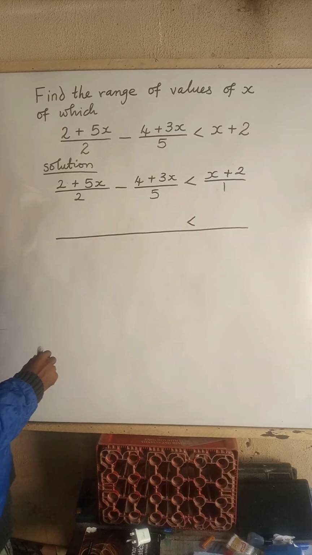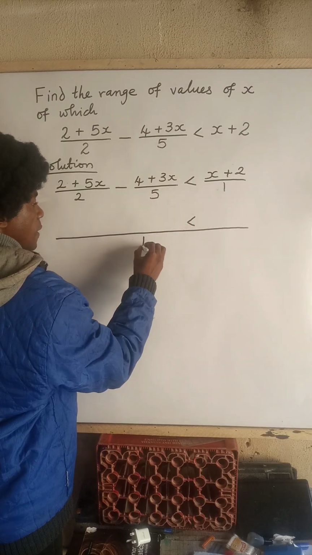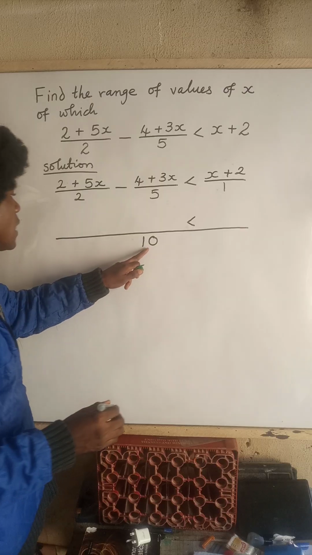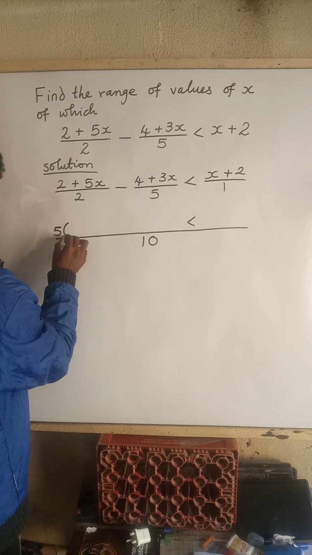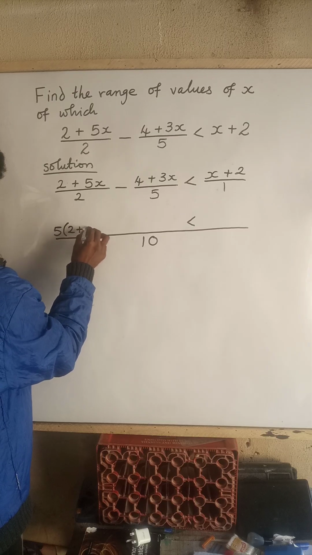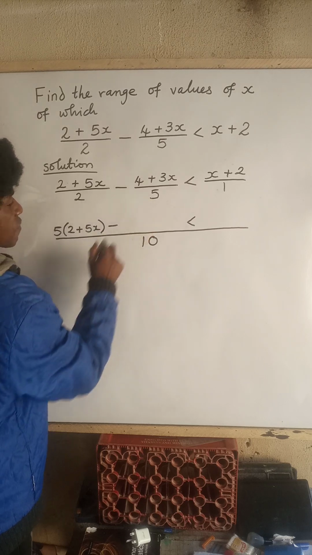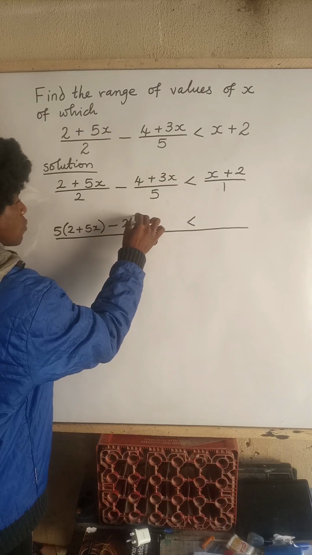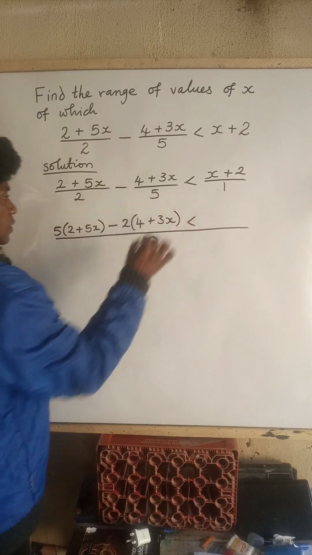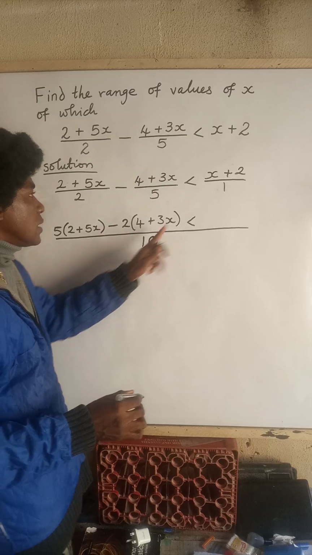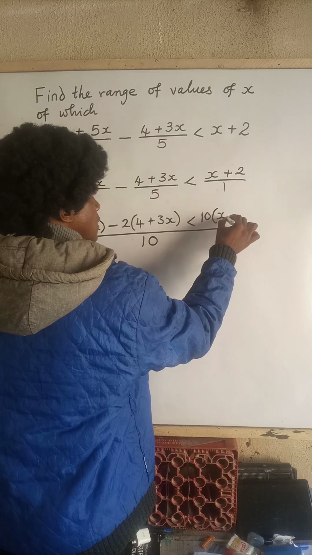The LCM of 2, 5, and 1 is 10. 10 divided by 2 gives us 5, so I will use 5 to multiply 2 + 5x. Minus 10 divided by 5 gives us 2, meaning I will use 2 to multiply 4 + 3x. Then less than 10 divided by 1 gives us 10, so I will use 10 to multiply x + 2.